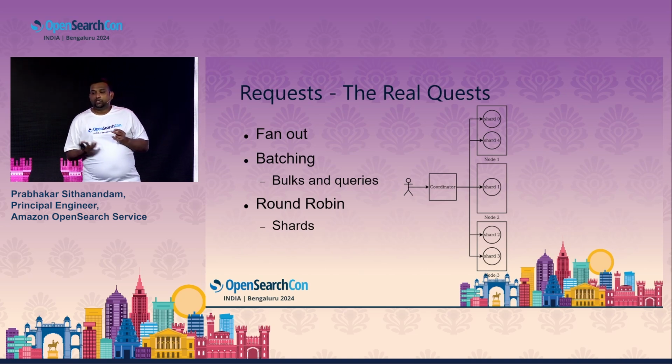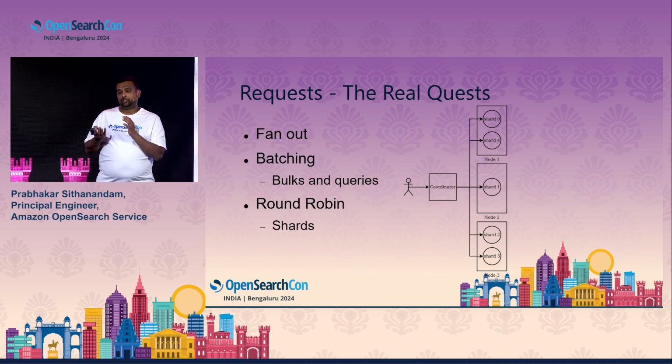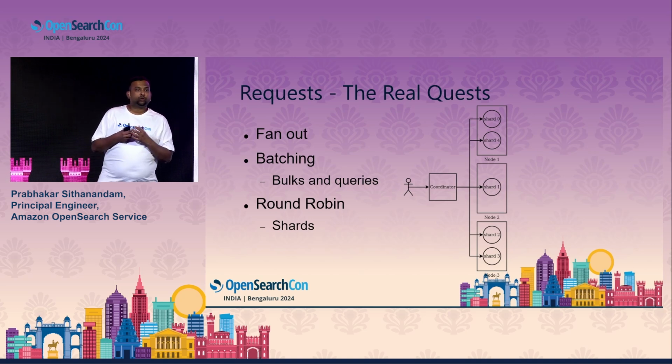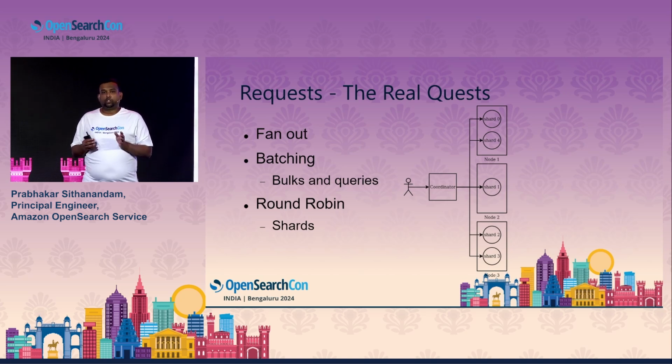One other way to optimize is to round robin the requests. We know this request has to go to all the shards, so instead of sending every request to every shard, we can round robin. The first request goes to shard 0, the second request goes to shard 1, the third request goes to shard 2, and so on. That way each request is sent to just one shard, and eventually all the shards will have an equal amount of data.